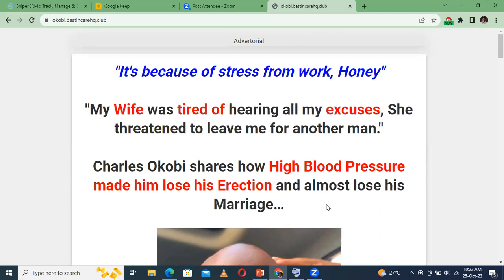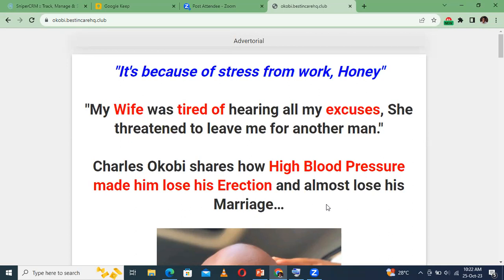It is either their wife are saying this to them, either in their action, or some of them have been bold enough to tell it to their face. Now, come to the third line. "Charles Calvin shares how high blood pressure made him lose his erection and almost loses his marriage." So you can see the connection between the three lines you have here now. The first one will pick those who are in the line of news, information, updates. They want to know the current happenings. They are married and they want to know what is happening to families like theirs.